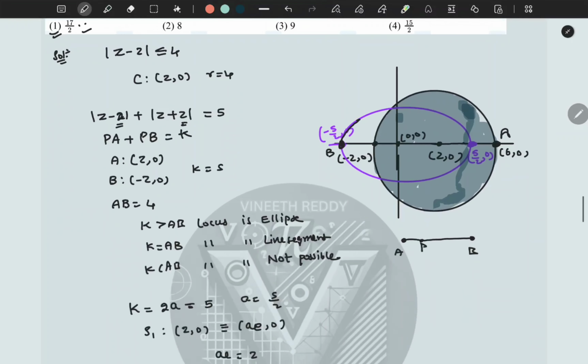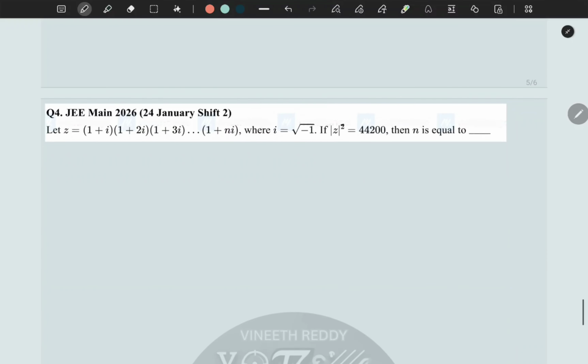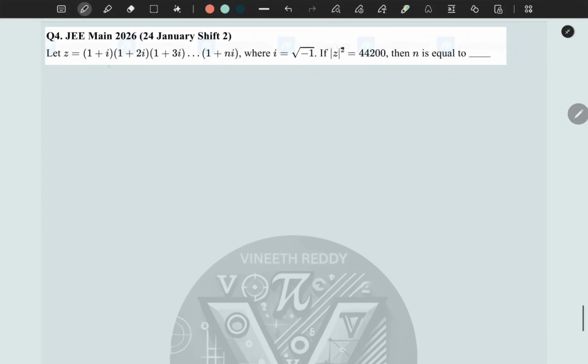That's it. Now let us go to the next question. This is a very simple question, dear students. We have z equals 1 plus iota into 1 plus 2 iota into 1 plus 3 iota and so on, up to 1 plus n iota. We have n factors here, and iota is equal to under root of minus 1. Then mod z whole square is equal to this, and we need n.